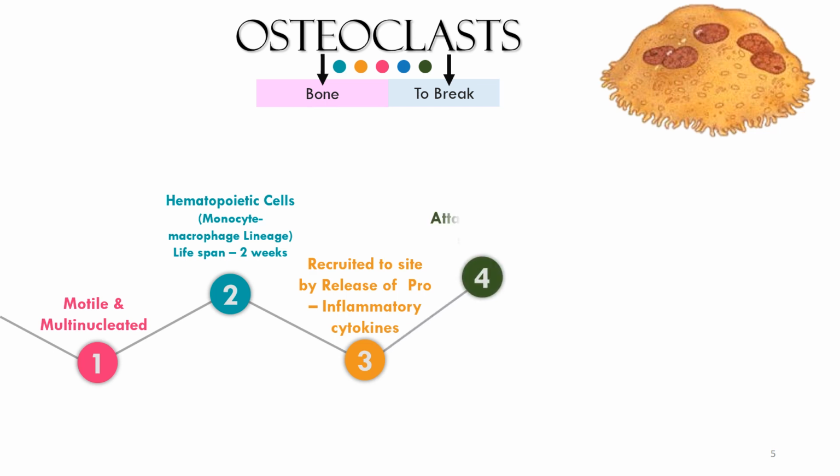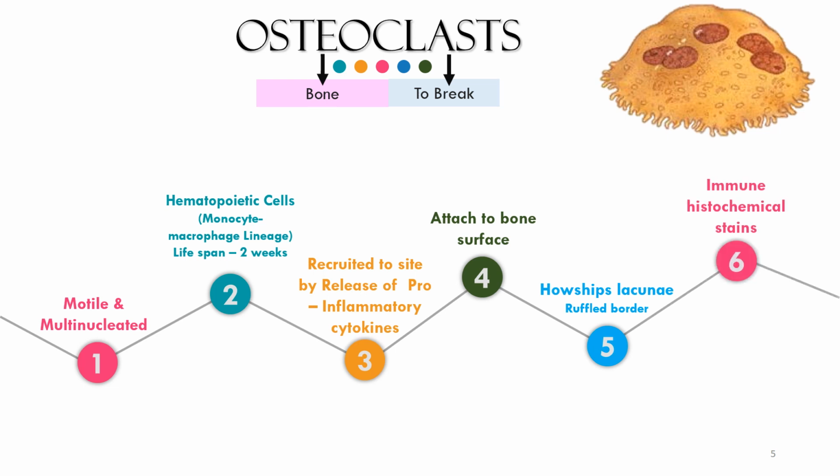To perform their function, osteoclasts must attach themselves to the bone surface. They have a ruffled border which helps them to bind to the matrix adhesion proteins and produce the resorption pits called the Howship's lacunae. They can be differentiated histologically by the immunohistochemical stains for tartrate-resistant acid phosphatase.